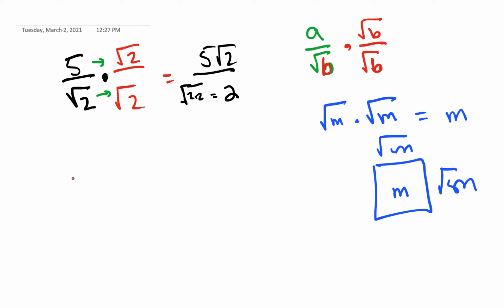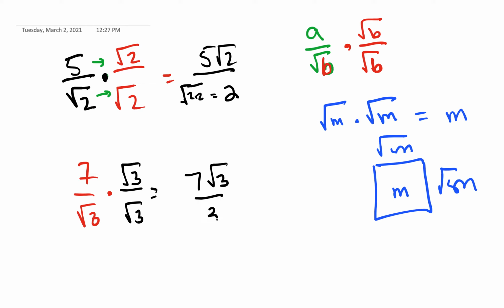So let's try another one. It doesn't have to be the number 2, so we could take 7 over square root of 3. So we would multiply the top and the bottom by square root of 3. And we get 7 square root of 3 over normal 3. So that's the basic square root.